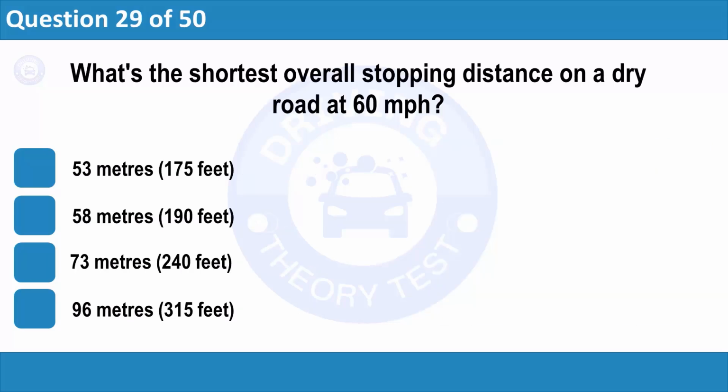What's the shortest overall stopping distance on a dry road at 60 miles per hour? 53 metres, 175 feet. 58 metres, 190 feet. 73 metres, 240 feet. 96 metres, 315 feet.